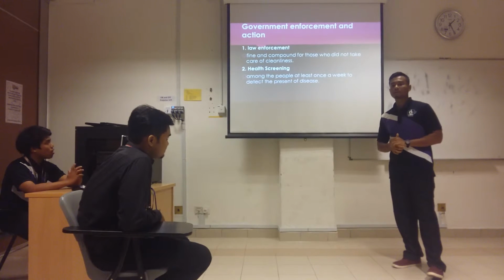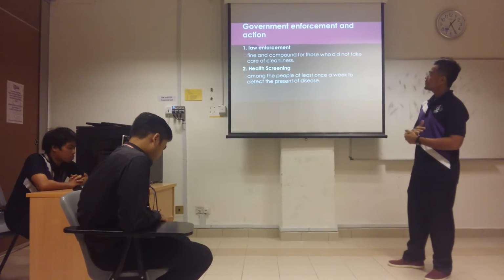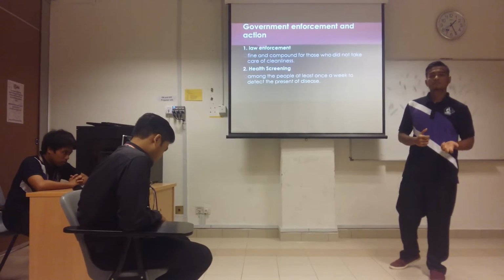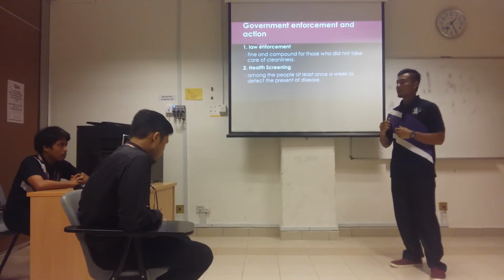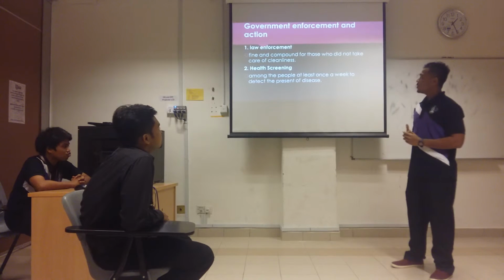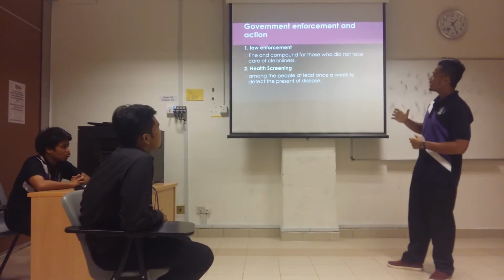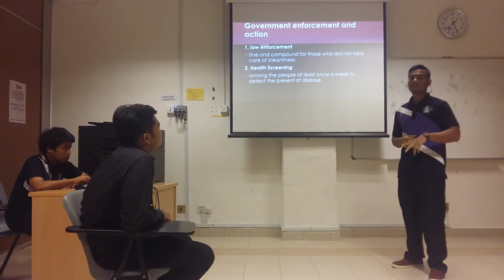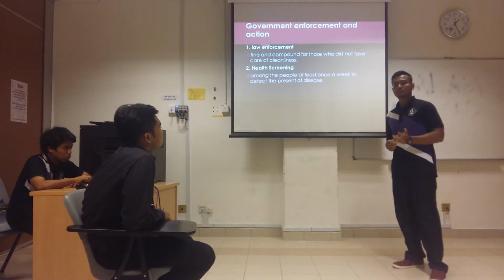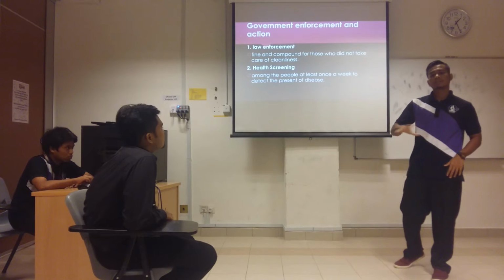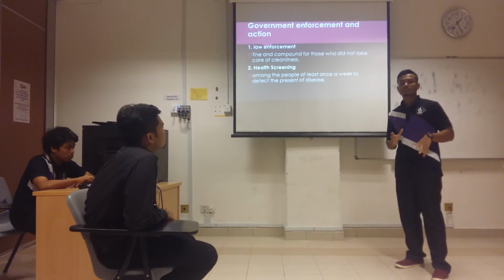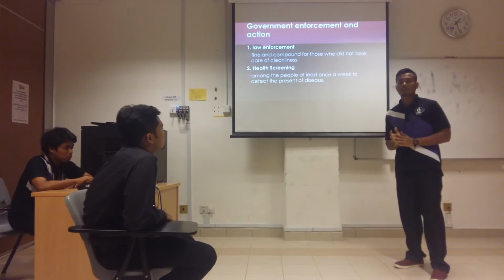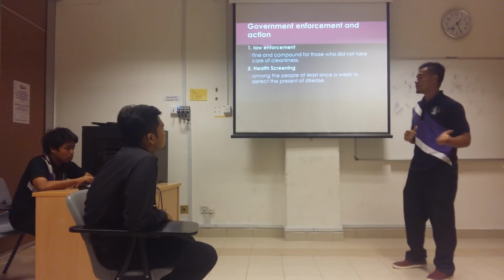next we can prevent this disease through government enforcement and action. What can governments do to prevent diseases from rising because of El Nino? First of all, the government can enforce the law. The government can issue fines and compounds for those who do not take care of cleanliness. Maybe there is a person who does not care about cleanliness and throws rubbish anywhere they like. This can have a bad effect on the environment, and it can also contribute to El Nino, because it can cause disaster to the environment.